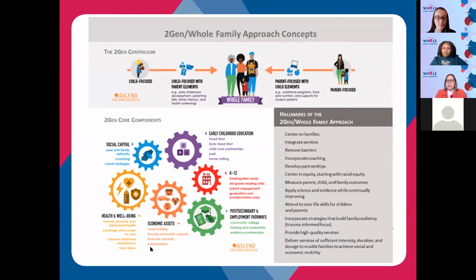And then we've captured this list of hallmarks here, and you may have seen these as two-gen principles or components of two-gen practice: things like removing barriers, incorporating coaching, centering in equity and starting with racial equity, which we're going to go very deep into that conversation today and tomorrow, and engaging family voices. These are all hallmarks of a two-gen whole family approach.